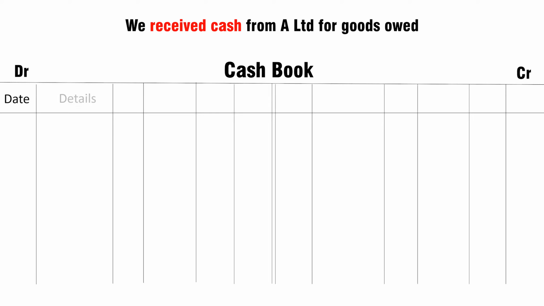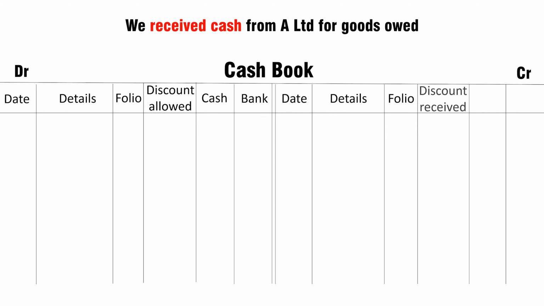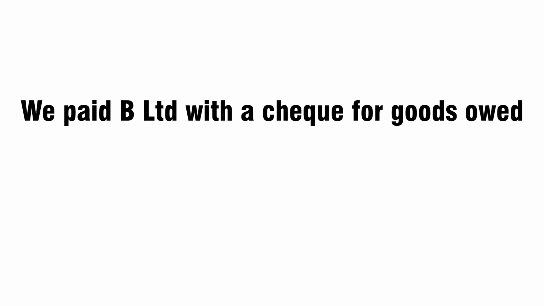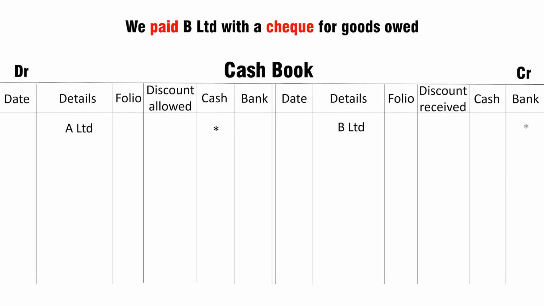Debit side: date, details, folio, discount allowed, cash, bank. Credit side: date, details, folio, discount received, cash, bank. Debit: A Limited, cash. We paid B Limited with a check for goods owed. Credit: B Limited, bank.